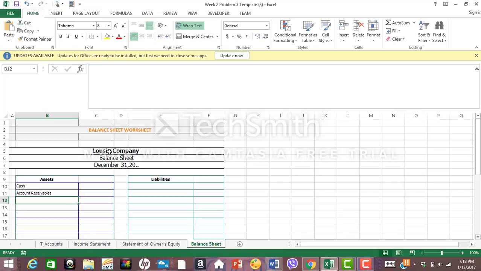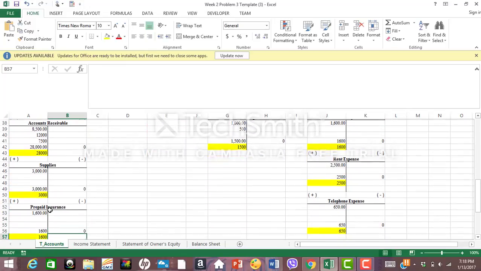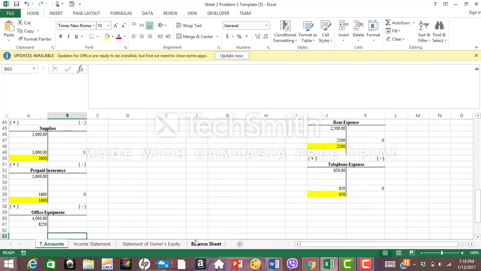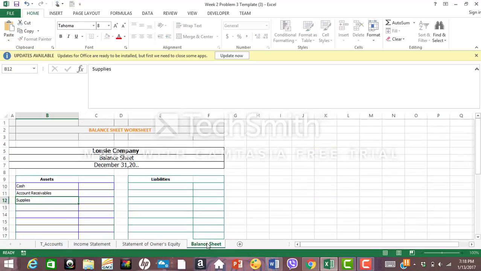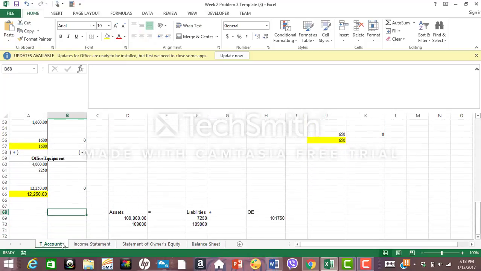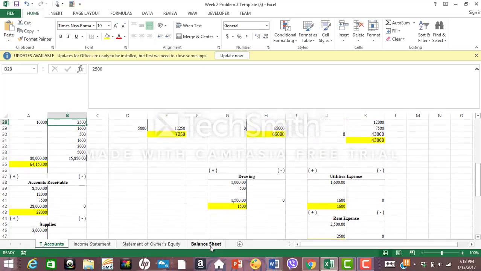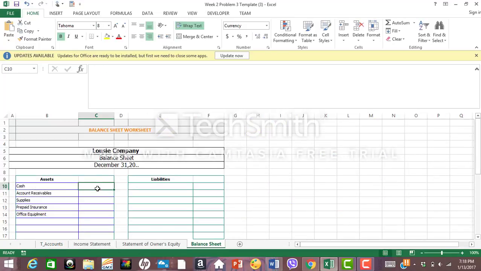What else do we have here? Cash, accounts receivable, supplies, prepaid insurance, and office equipment. I don't think we have anything else. All right, so we'll start by including the actual amounts of assets.